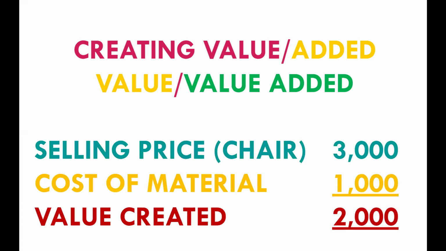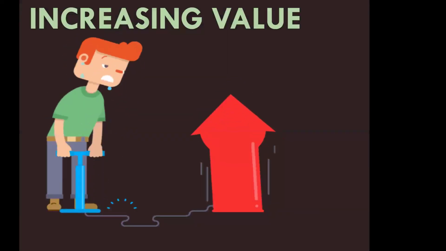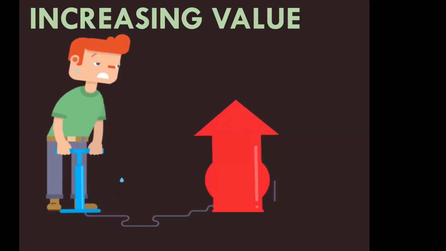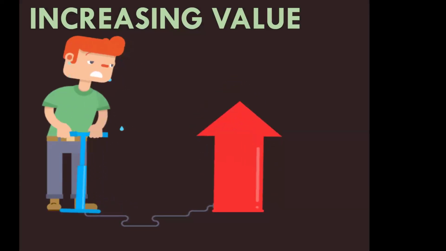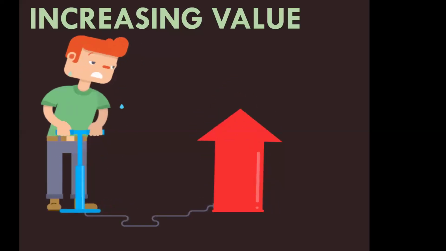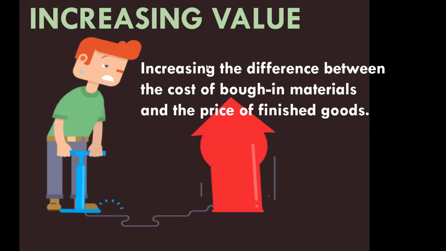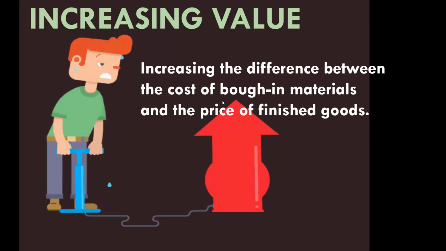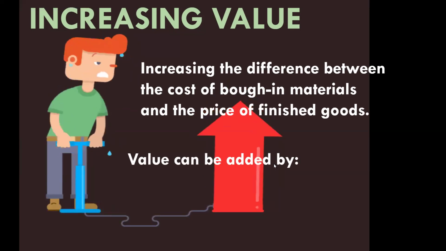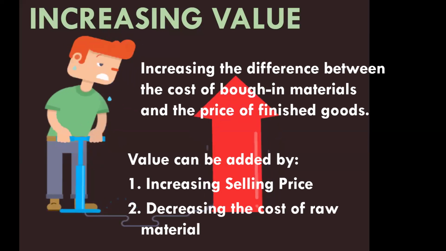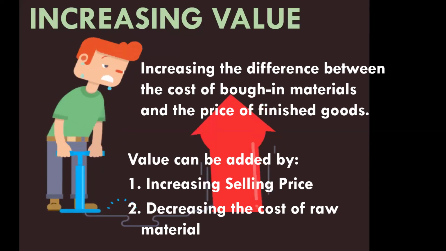Now, since we know that there are only two things involved, the selling price and the cost of raw material, if it comes to how to increase value, we either increase the selling price or we decrease the cost of raw material. Because if the selling price increases, the value added increases, and if the cost of raw material decreases, the value added increases. So we increase the difference between the cost of bought in materials and the price of finished goods. These are the two ways through which we can increase our value.